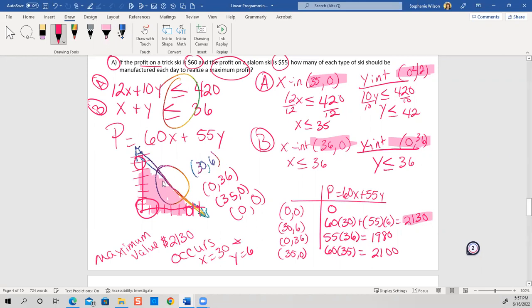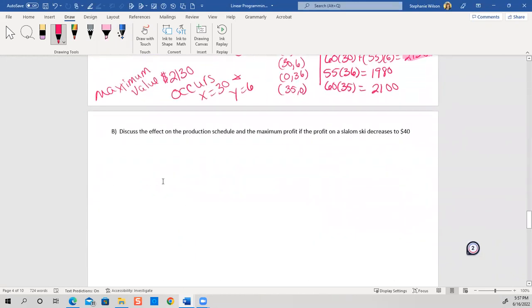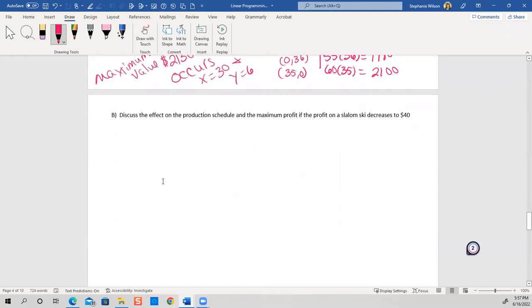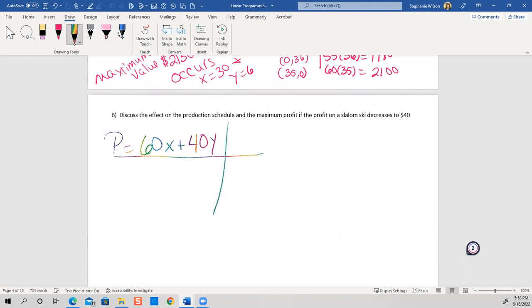Now let's go to part B. Part B says, well, what happens if the slalom ski price decreases? Well, let's change our profit formula. Now we're going to have 60X plus 40Y. And we're going to use the same ordered pairs in our formula to determine what would be our maximum profit here. So again, let's use (0, 0).